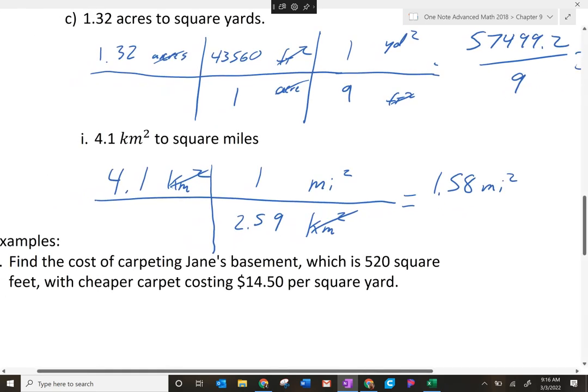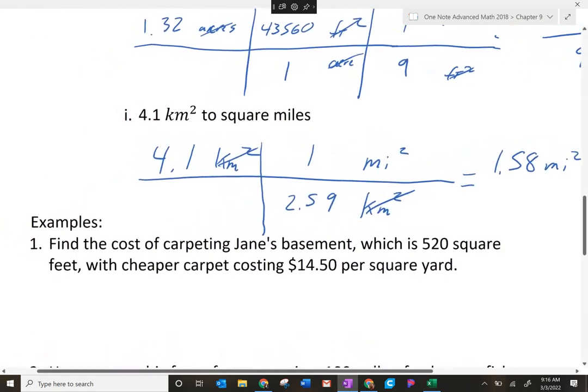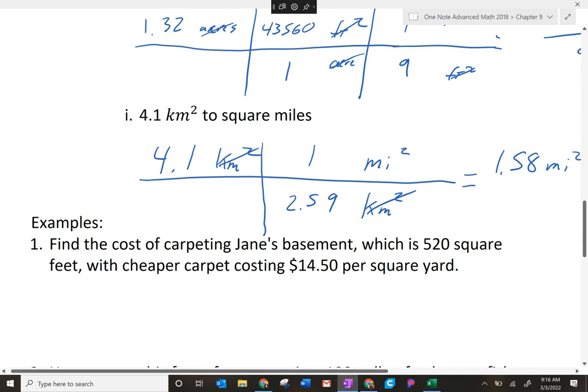All right, so I've got a couple more story problem ones that are going to go along with some of these ones. So this is kind of where the real world aspect comes from.